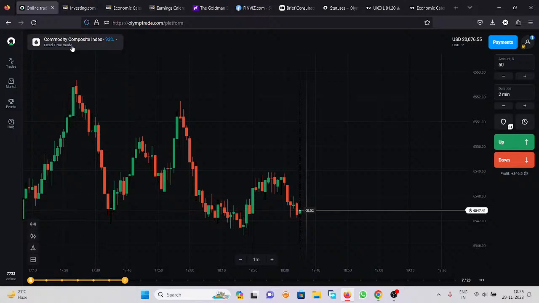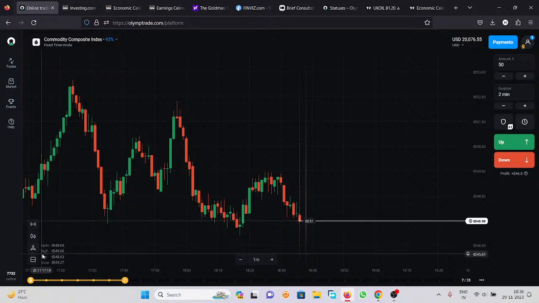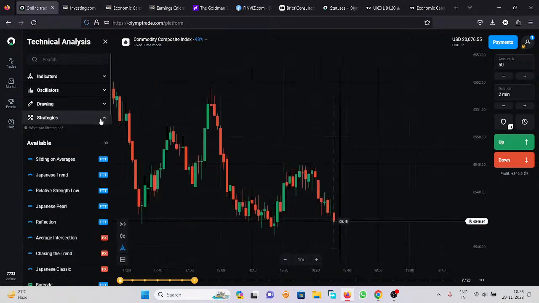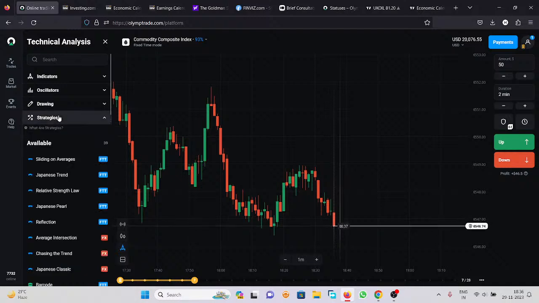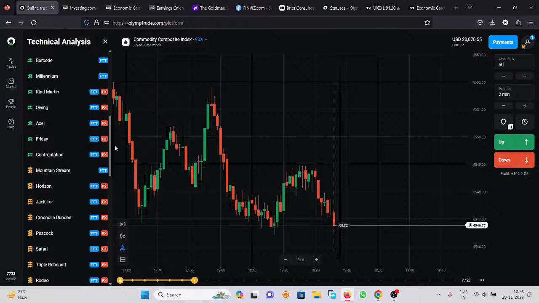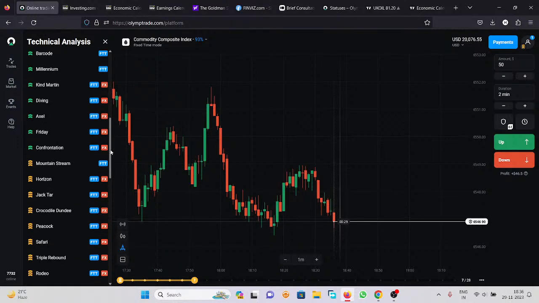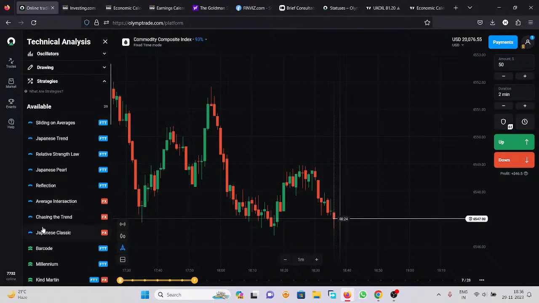All right, so here we have the technical analysis, which I am just hovering over. The symbol looks like an Eiffel Tower or some designer A. Once we click on it, we have some sections: indicator, oscillator, drawing tools, strategies, and advisor. So there are 5 sections, and we need to click on strategies. Once we click on strategies, you will see different types of strategies. You can identify them with the blue badge, green badge, and yellow badge also.